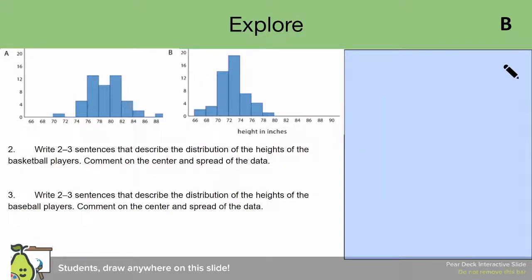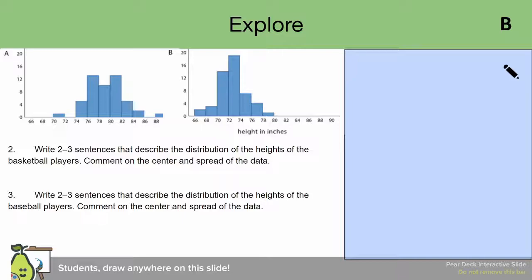Here we go. We have the exact same two histograms, and they're asking us two questions. Please pause this video, read question 2 to yourself, try to answer it, and then we will read it together and answer it together. Alright, welcome back. Question number 2 reads, write 2 to 3 sentences that describe the distribution of the heights of the basketball players. Comment on the center and spread of data.